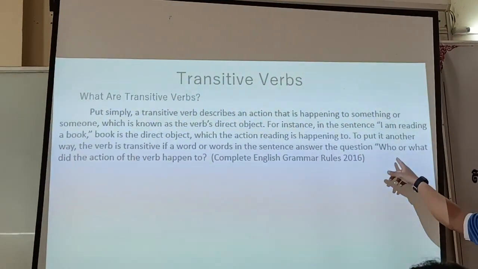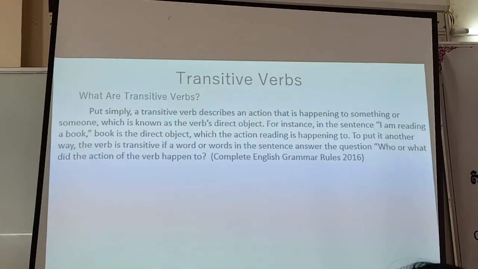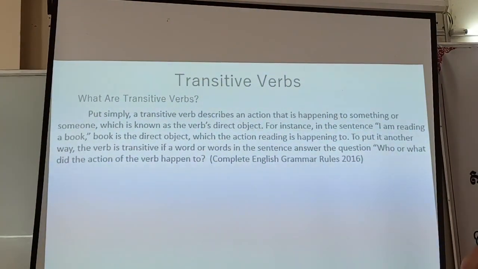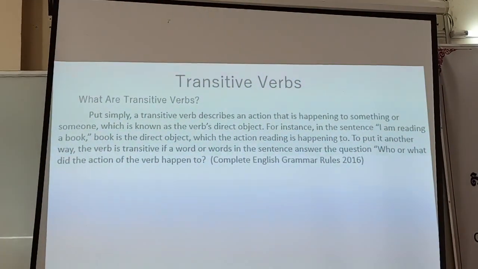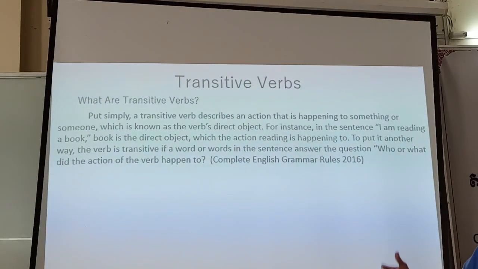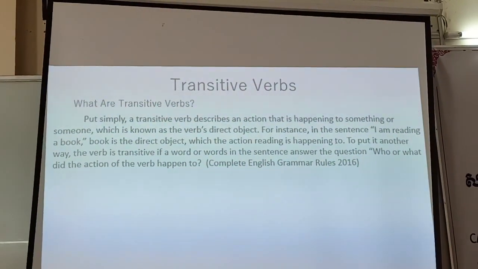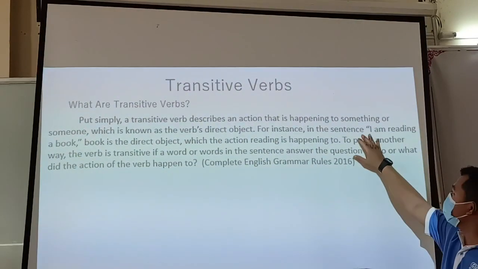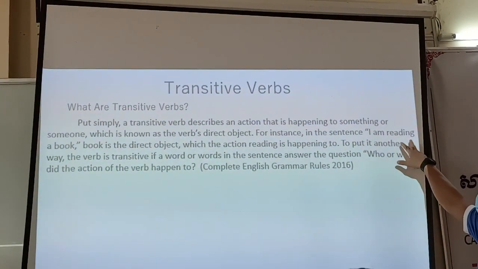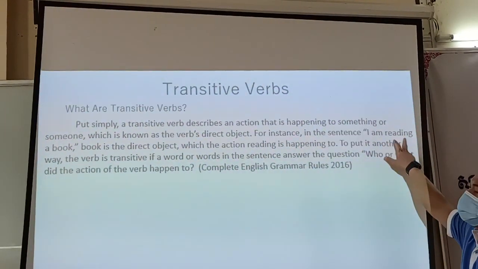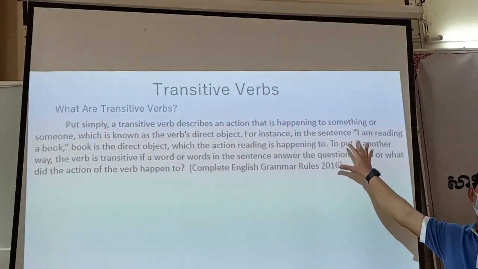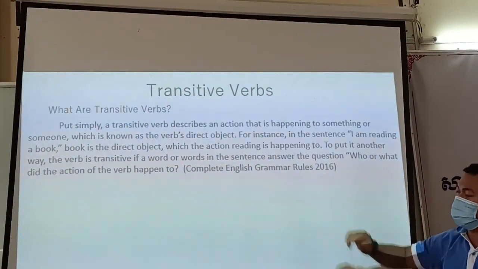To put it the other way, the transitive verb is the verb in the sentence that answers the question: who or what did the action of the verb happen to? Like in this sentence, who reads the book? I read the book. So book is the direct object.